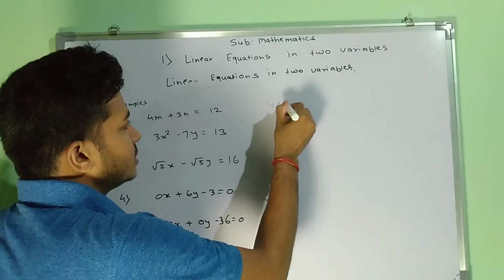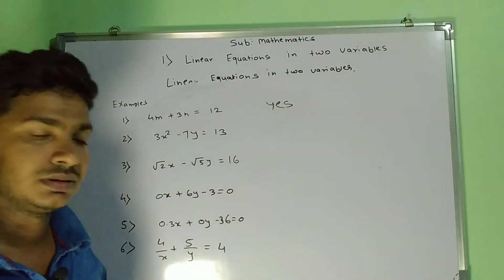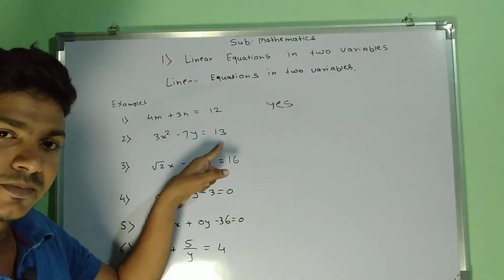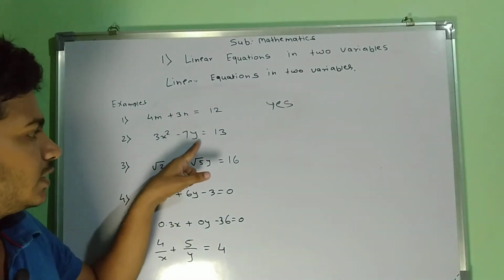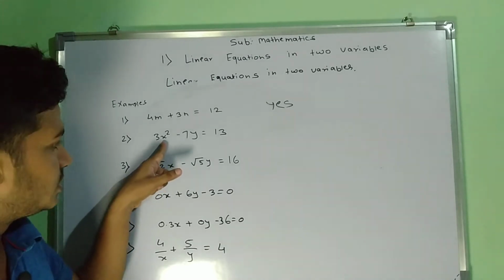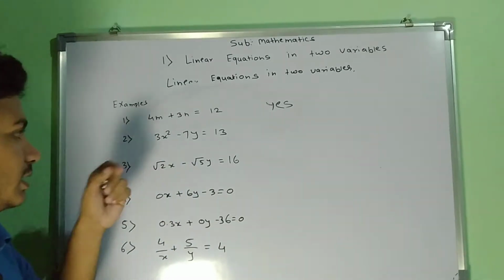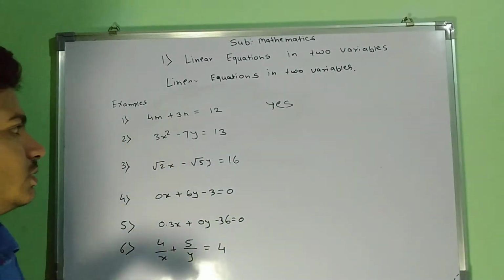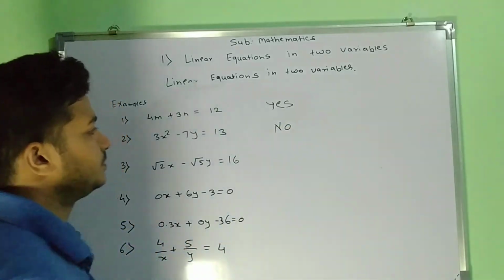So yes, the first example is a linear equation in two variables. Now look at the second example. Here we have 3x square minus 7y is equal to 13. Look at the first variable, we have x square, and the second variable, we have y. The degree of the first variable x is 2. So according to our definition, the second example is not a linear equation in two variables because the degree of x is 2.